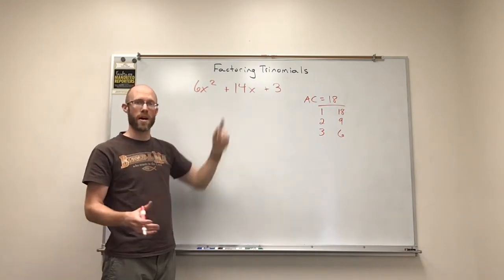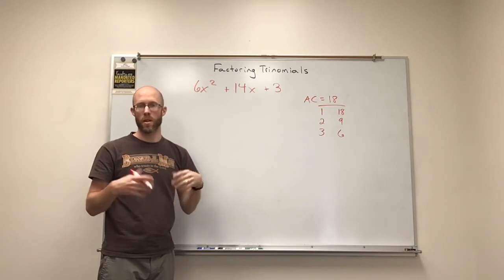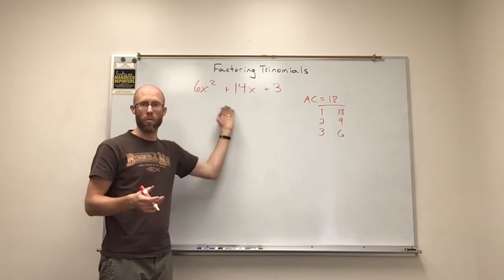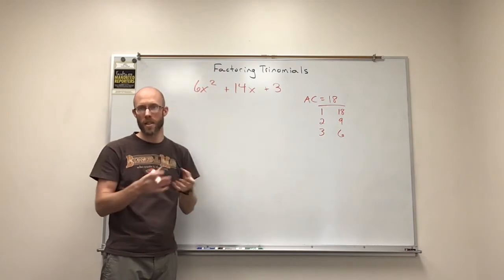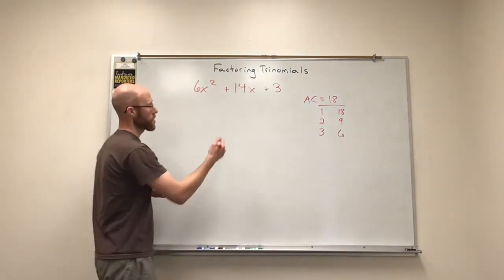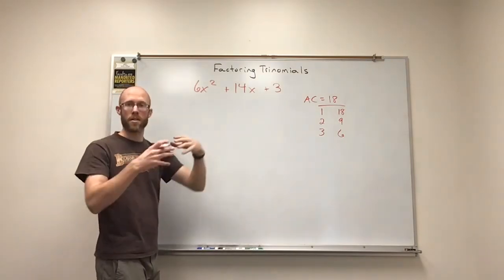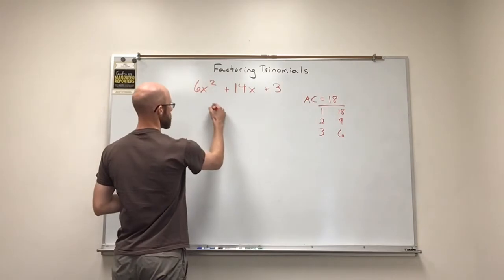There is no possible combination of binomials with integer coefficients that will multiply to give you this. It's kind of like trying to factor the number 13. It just doesn't break apart. Neither does this. And so this, because it doesn't break apart, it doesn't factor, we call this prime. This is a prime polynomial.